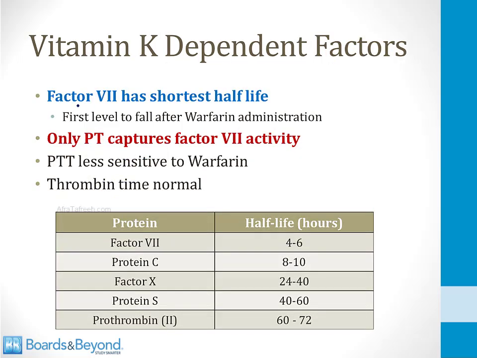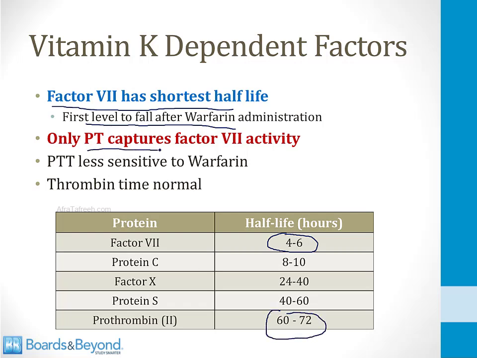So I've summarized these points on this slide here. Factor 7 has the shortest half-life of the vitamin K dependent factors. For this reason, it is the first level to fall after warfarin administration. If you look at this table on the screen, factor 7 has a half-life of 4 to 6 hours. Contrast that with prothrombin, factor 2, which has a half-life of 60 to 72 hours.